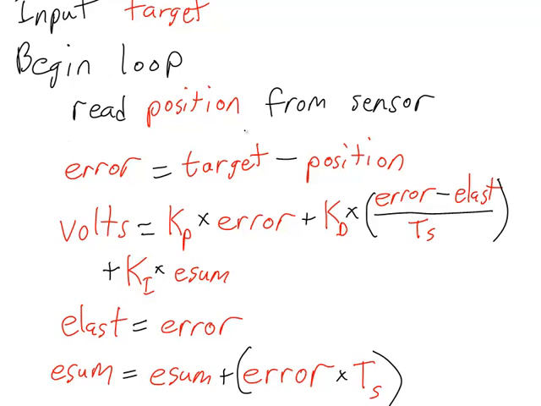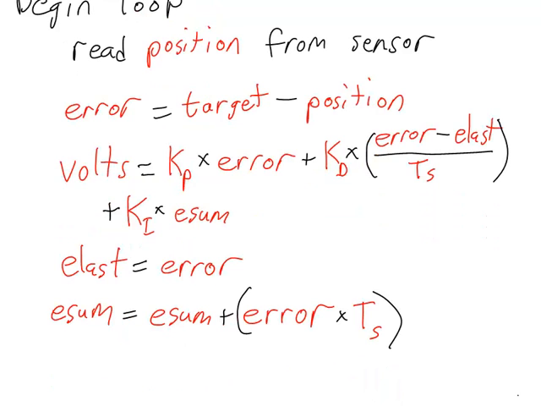There are a couple of ways that we can do that in a microcontroller. One way is to use timing functions to read the time at the beginning of the loop, then read the time at the end of the loop, take the difference between those, and use that as TS. Another way to do it is to begin timing at the beginning of the loop, and then at the end of the loop add in a line that waits until a specified amount of time has elapsed. And I'm going to use that second method here.